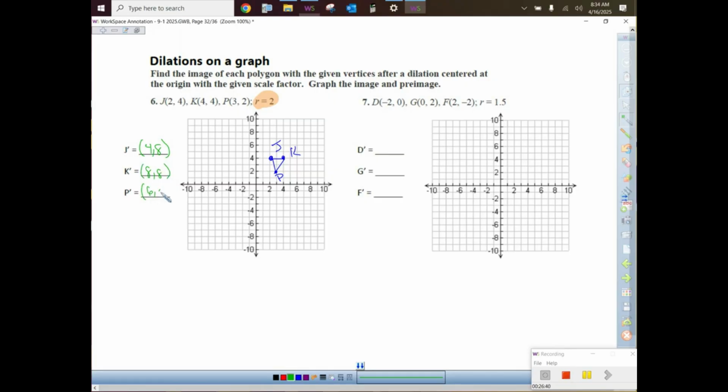And before we graph this, I have a question for you. If you take something times 2, what should happen to it? Get bigger, get smaller, or stay the same size? So this dilation is going to make it bigger because R was bigger than 1. Does that sound all right? R was bigger than 1. So graph this guy. We should get a bigger picture on this one. So 4, 8 is where J prime would be. K prime is at 8, 8. And 6, 4 is where P prime is.